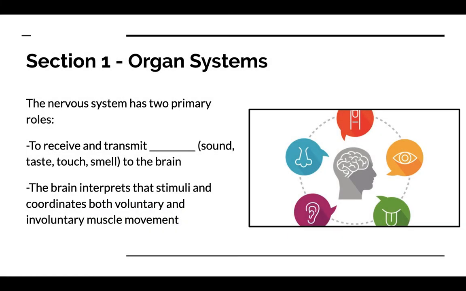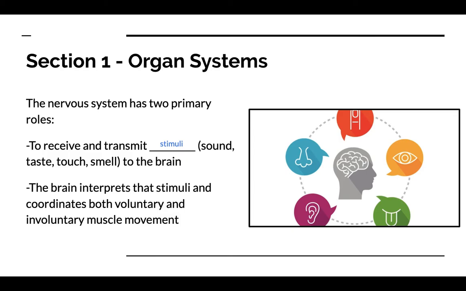And it really has two primary roles within the nervous system. It needs to receive and transmit stimuli. That's a term we use for what our senses pick up on. That can be sound, taste, touch, smell. All those things are different types of stimuli. And our brain needs to be able to receive those stimuli, pick up on them, and then also transmit and interpret that stimuli.